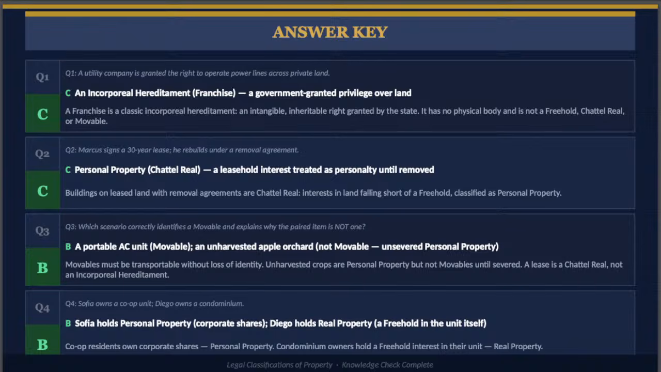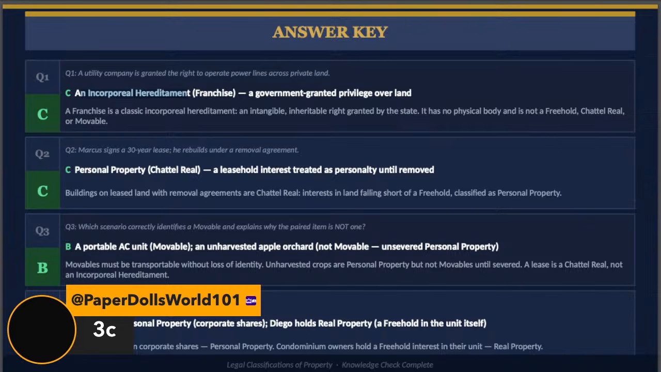Okay, so here's our answer key. For question 1, the utility company is granted the right to operate the power lines across private land. The correct answer is C, an incorporeal hereditament. Pepper Dolls World 101 says 3C. 3C? Okay, we got you down for 3C.